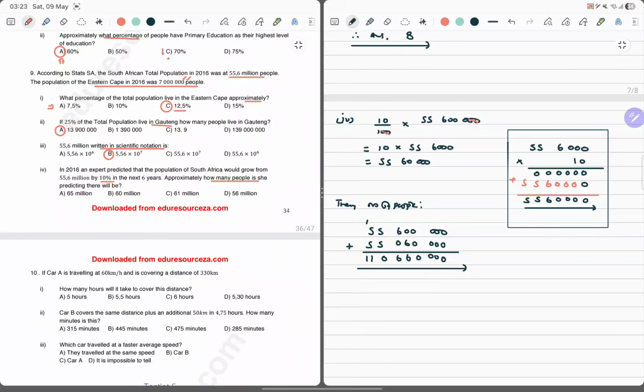It says approximately what number? Eish, now I see numbers that are not the same as this. You get it? It is 65 million, it is 60 million, it is 61, it is 56.